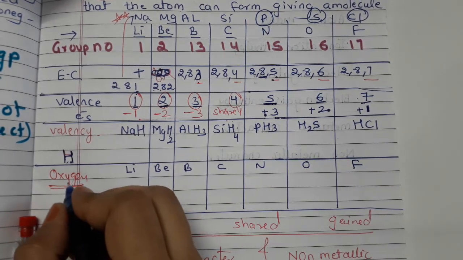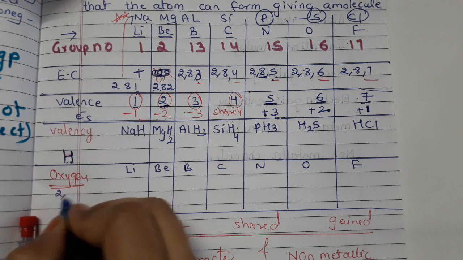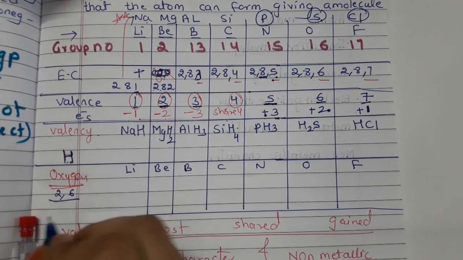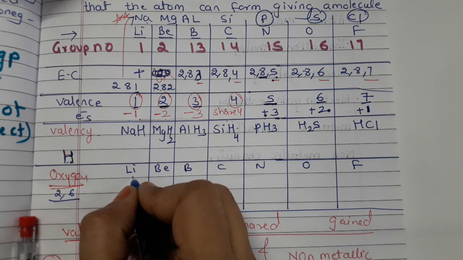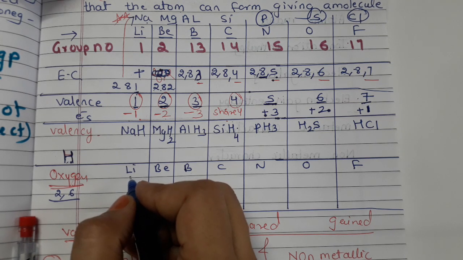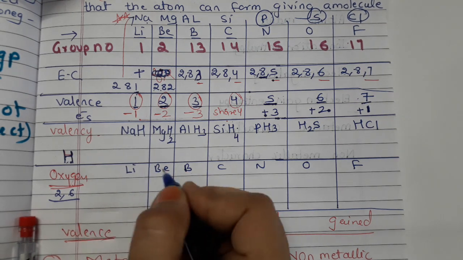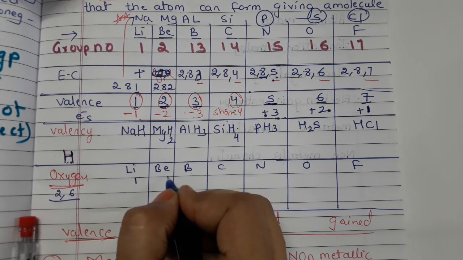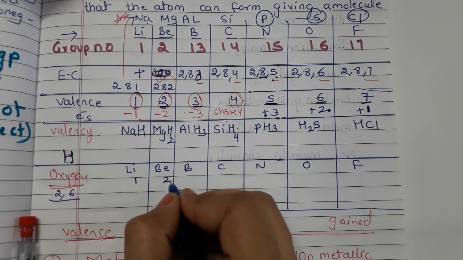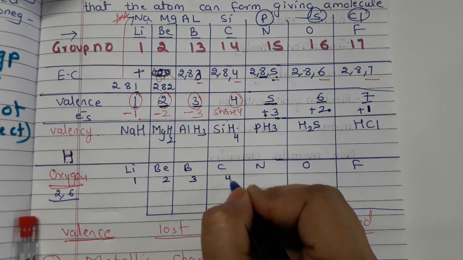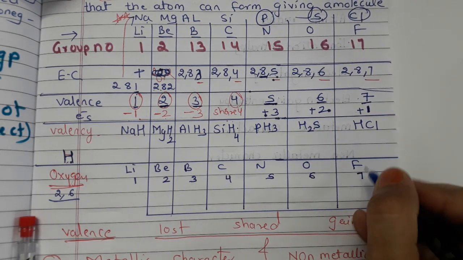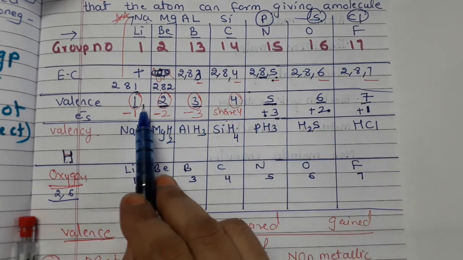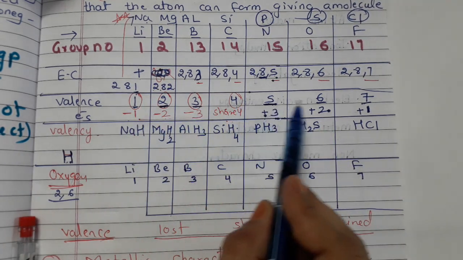Now, concentrate on oxygen. Oxygen is 2, 6. Now, in this case, what is the valence electron in case of lithium? In case of lithium, valence electron is 1. In this case, valence electron is 2. Valence electron is 3. Valence is 4. Valence is 5. Valence is 6. Valence is 7. I am just repeating this: 1, 2, 3, 4, 5, 6, 7.